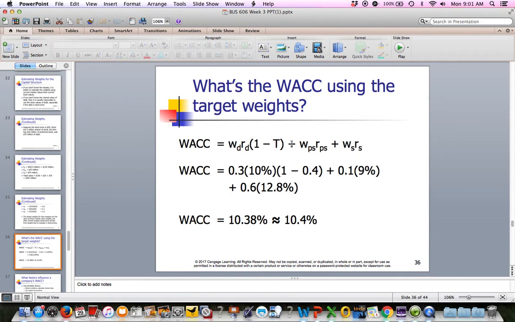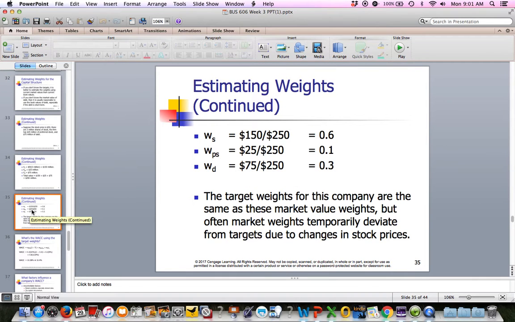Okay, so here's the WACC of our company then. So we went through in previous slides and we computed the cost of the three components: debt, preferred stock, and then stock, meaning stockholders' equity. And so if you recall, the weighting for debt was 30%. That came from the previous screen. Okay, there's my weightings right there, 30, 10, and 60.